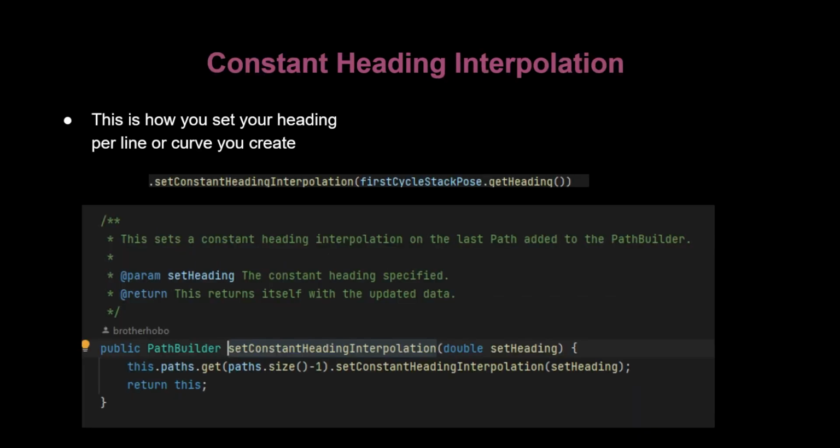Something I didn't speak about earlier. Whenever you create lines or curves, you don't set your heading. This is where you set your heading instead. After each line and curve that you create, you often set a constant heading interpolation, which will just be the way you set your heading on the line or curves that you make. You can get your headings from the pose that you want, or you can create your own. Either or is up to you. I just recommend pulling from a pose that you made.